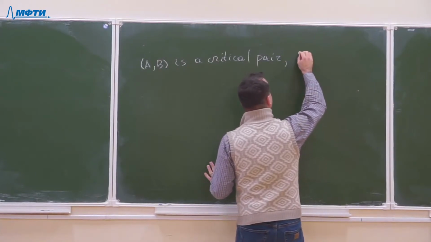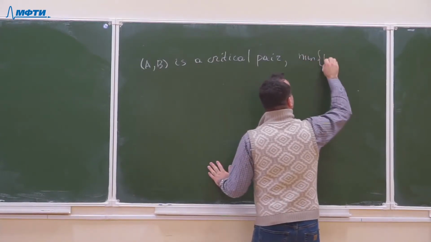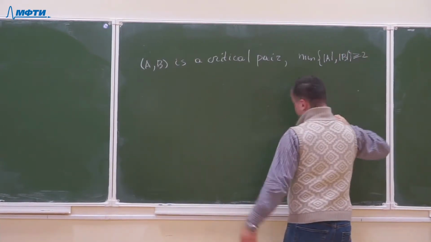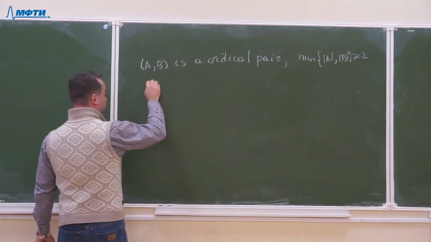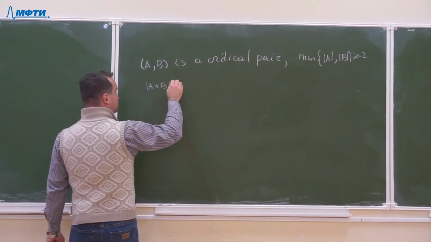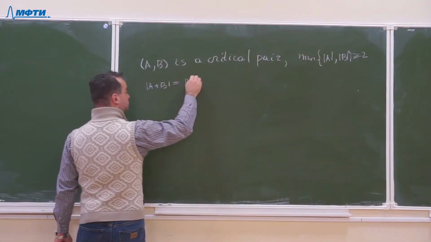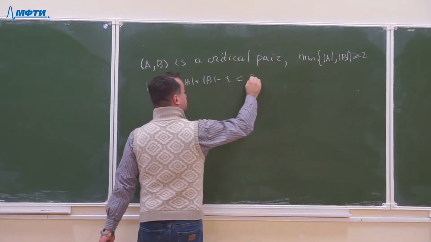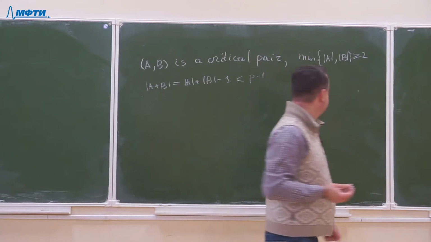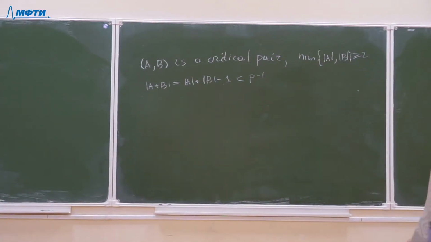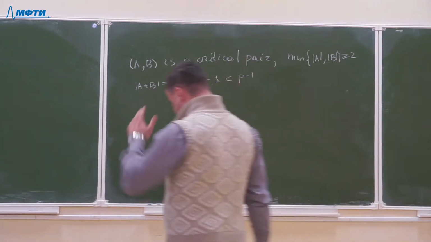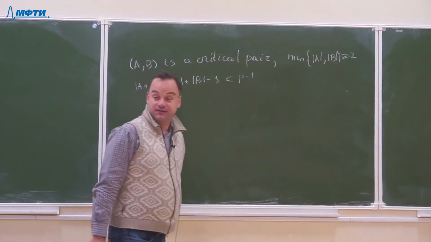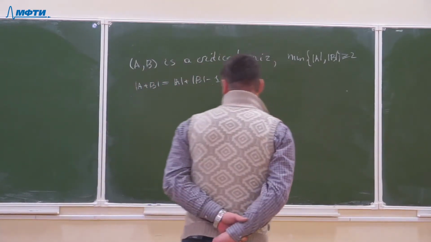We know that the minimum of |A| and |B| is at least 2, and the cardinality of A plus B is |A| + |B| - 1, which is strictly smaller than p - 1. This is our supposition. We have to prove that from this it follows that A and B are both arithmetic progressions. Right. How to do it?